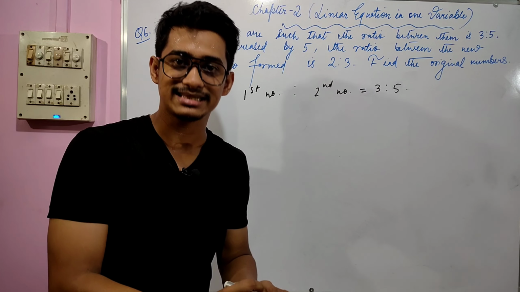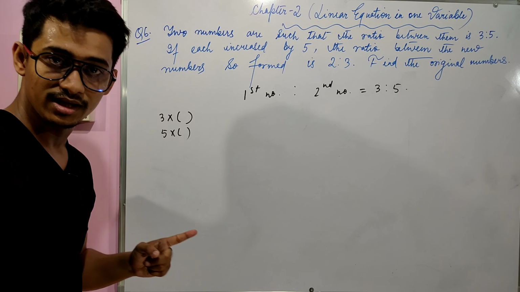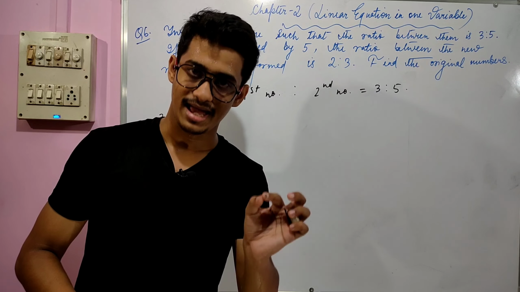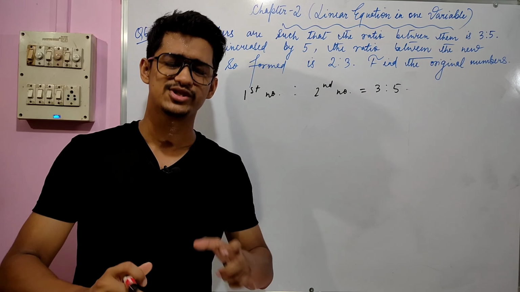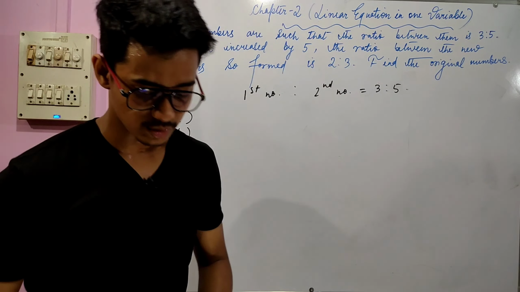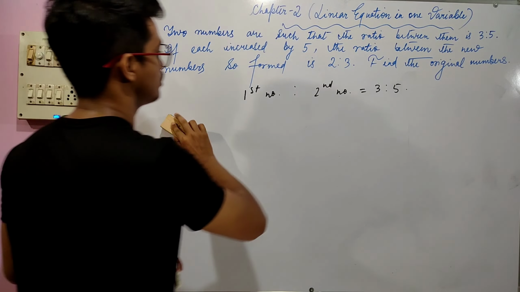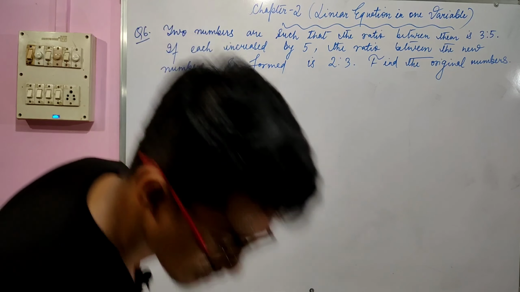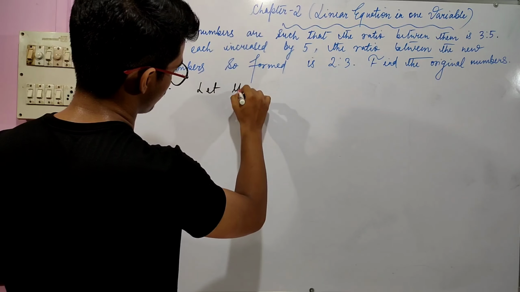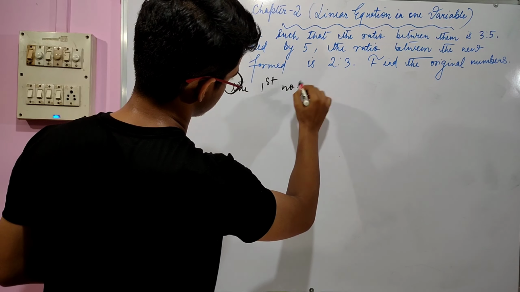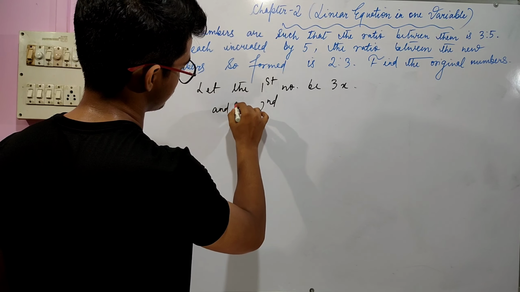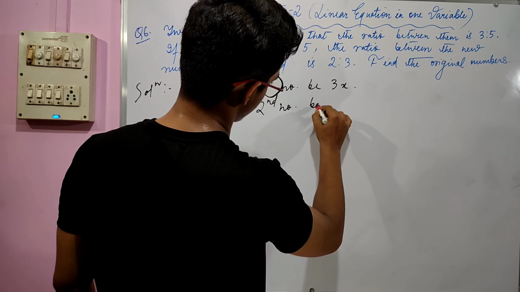So we just replace this something. We cannot leave this bracket empty. To fill up that bracket, we need one variable. What is that variable? x. You can take anything, but from a mathematical point of view, generally we take x. So the first number and the second number are in the ratio 3:5. How will you write it? You have to write: solution. Let the first number be 3x and the second number be 5x.